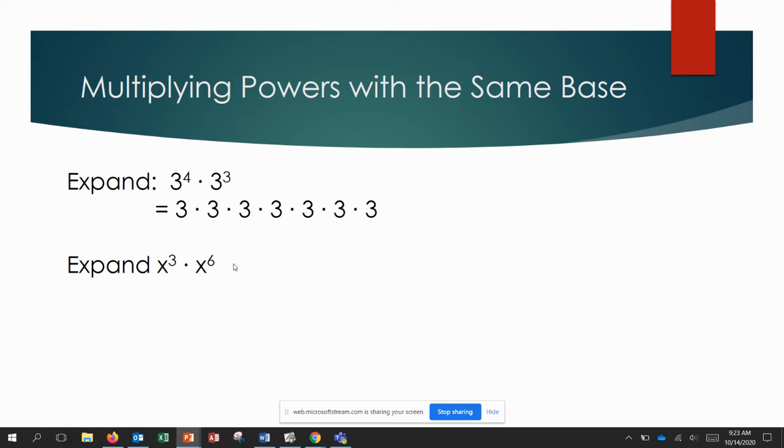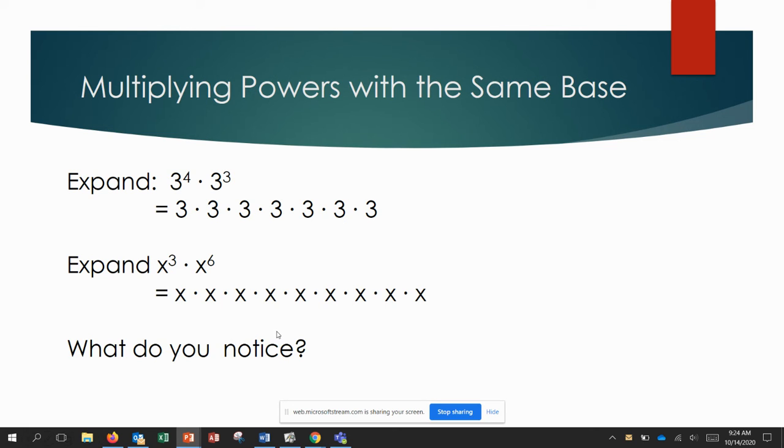Okay, let's do the same thing. x to the 3rd times x to the 6th. When we expand, we write it as a product. So we have our x times x times x from our x cubed, and then our x times x times x times x times x times x from our x to the 6th. Notice again, how many x's are we multiplying in total? There's 1, 2, 3, 4, 5, 6, 7, 8, 9. How does that relate to the exponents we have in our original problem? Think about how that relates to how we represent a product. So, what do you notice?